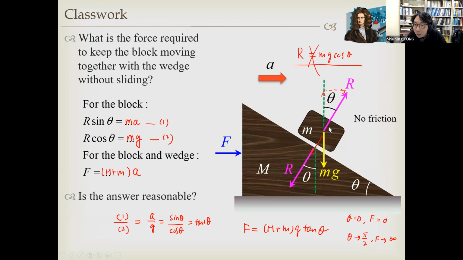Okay, but you can equate R cosine theta with mg because you know the block is not moving vertically. Okay, so that is different. So there's quite a subtle difference here between R cosine theta equal to mg and R equal to mg cosine theta. Okay, if you don't understand this point, I welcome a further discussion.